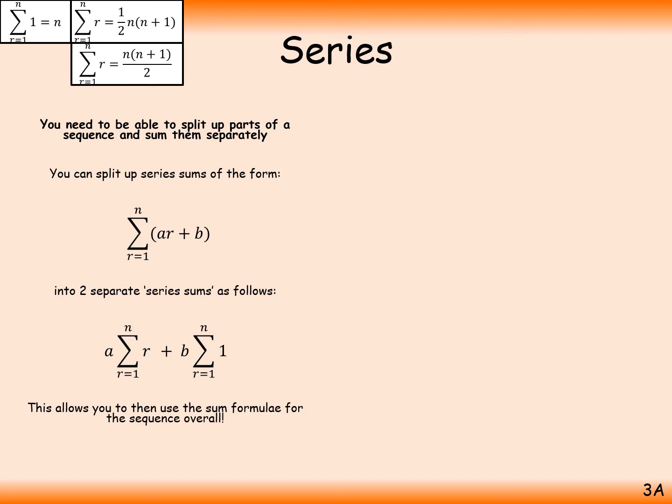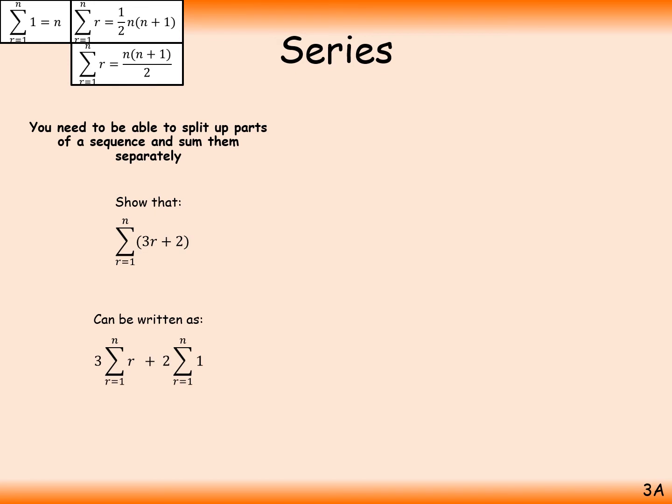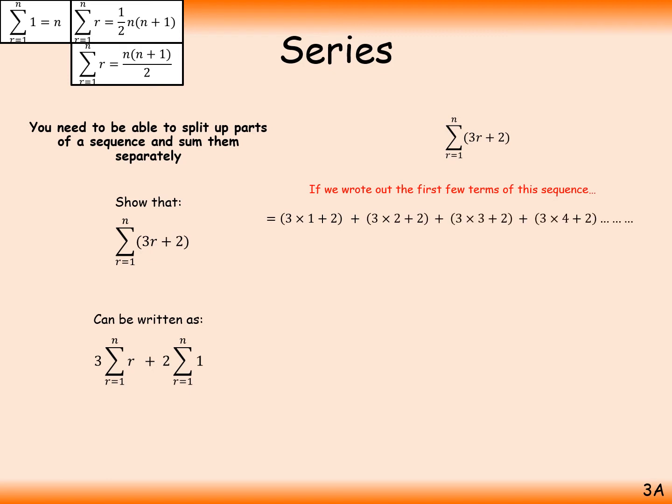This allows you to then use the sum formulas. If we take an example, let's say show that the sum of 3r plus 2 could be written in this form. If we start by writing the first few terms of the sequence, this is equal to the sum of the multiplied terms added to the sum of the twos.